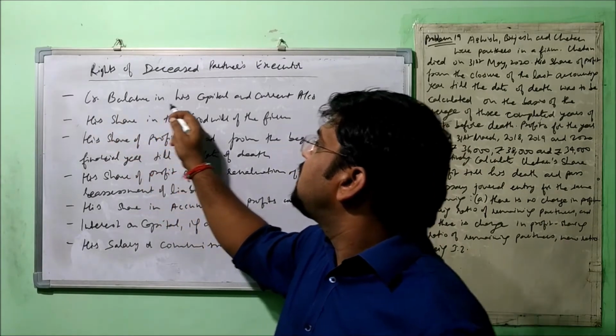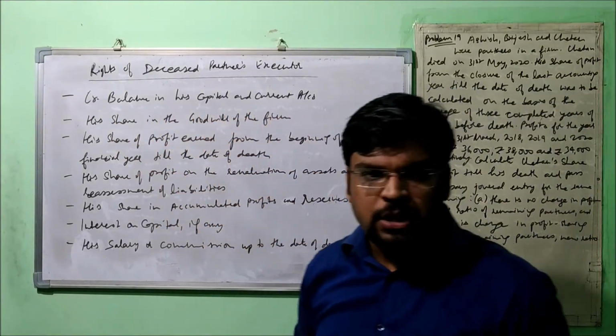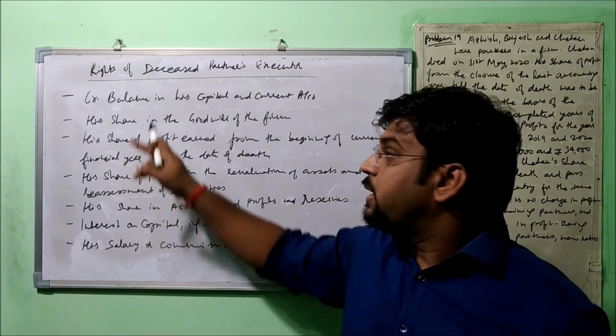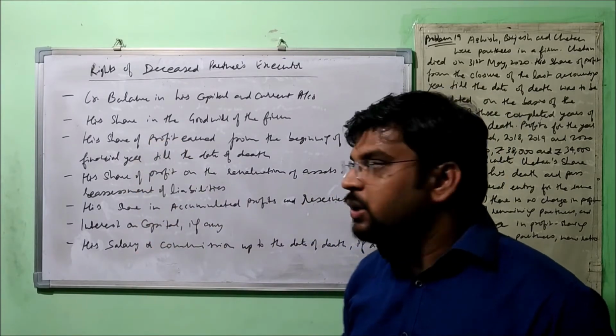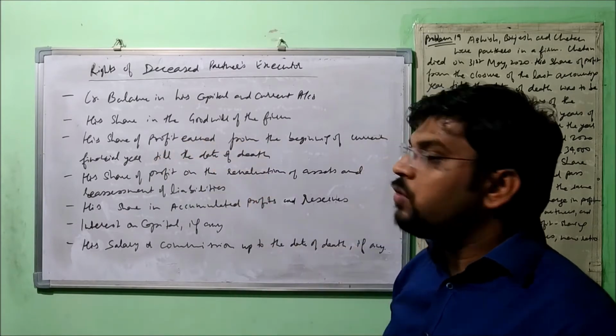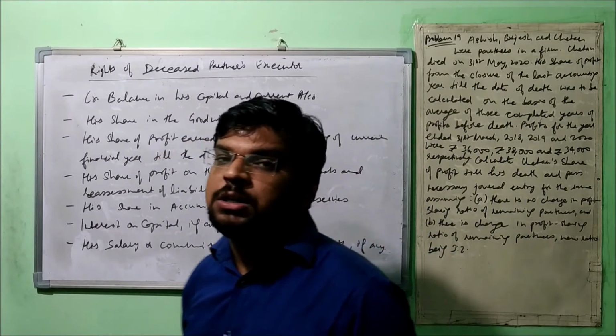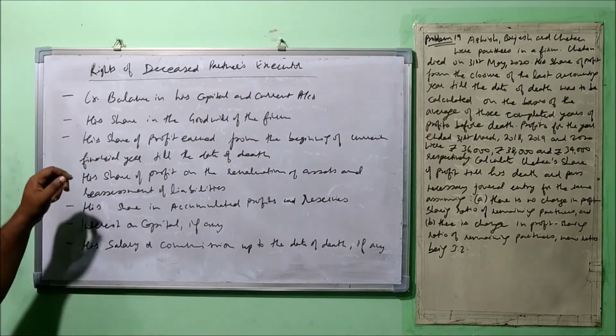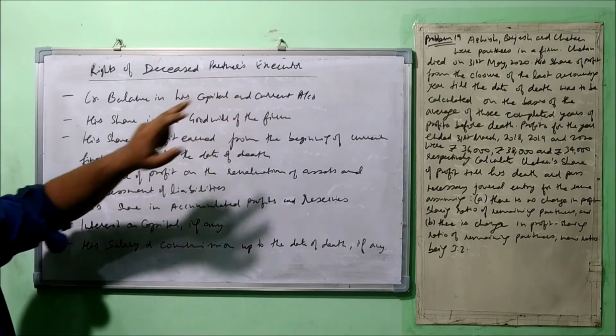Credit balance in his capital and current accounts. Whatever is the final credit balance of the capital or current account, he is supposed to get that. Then his share in the goodwill of the firm. Whatever share the deceased partner had in the goodwill of the firm, he is supposed to get that. Who will be getting it? The executor of the deceased partner.